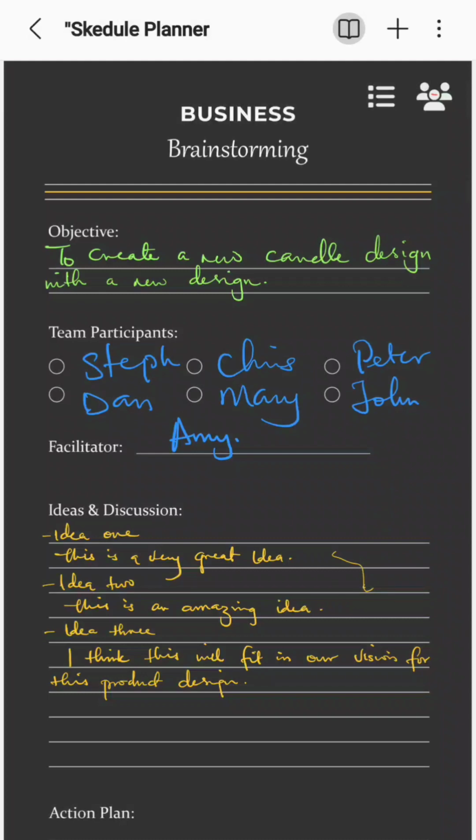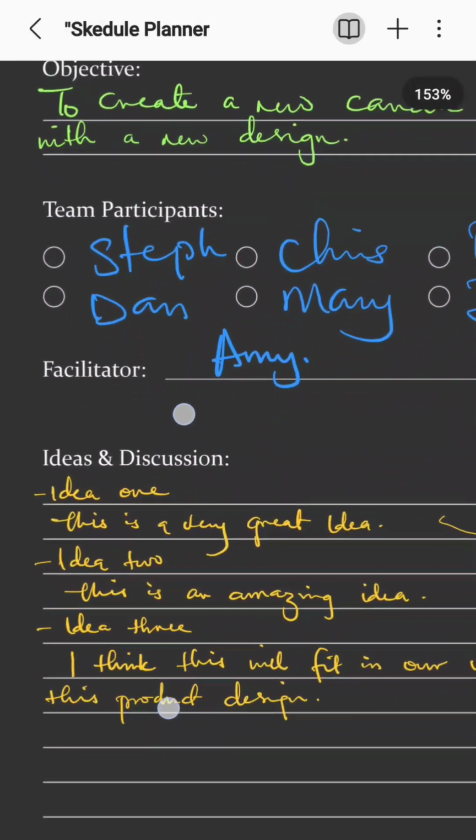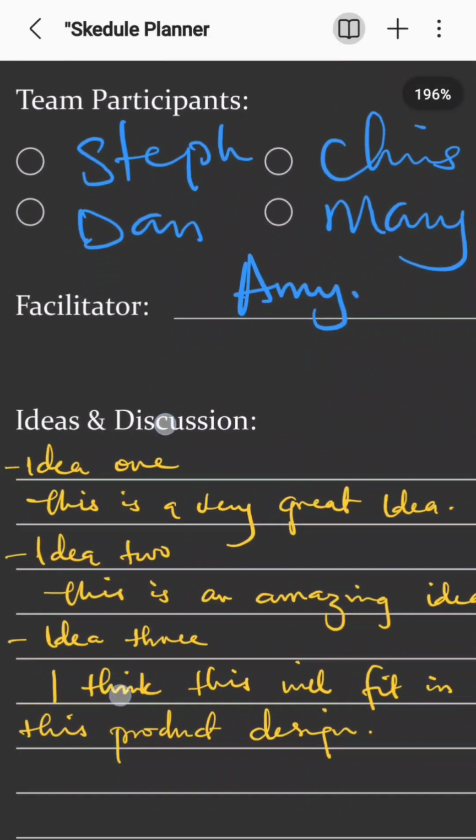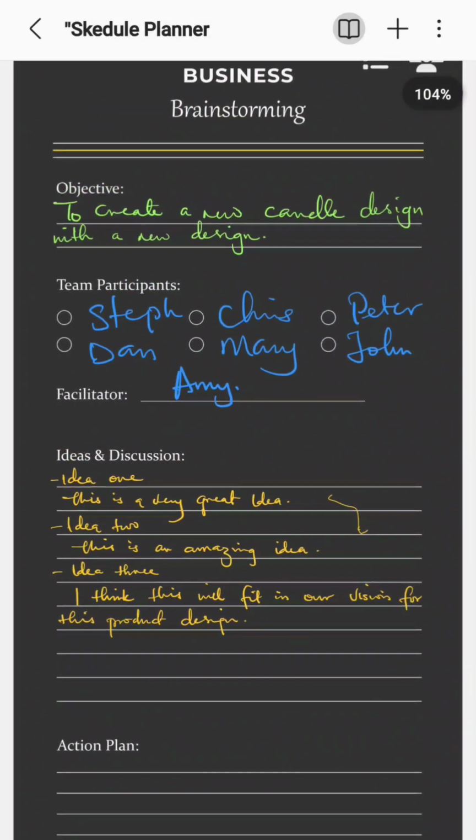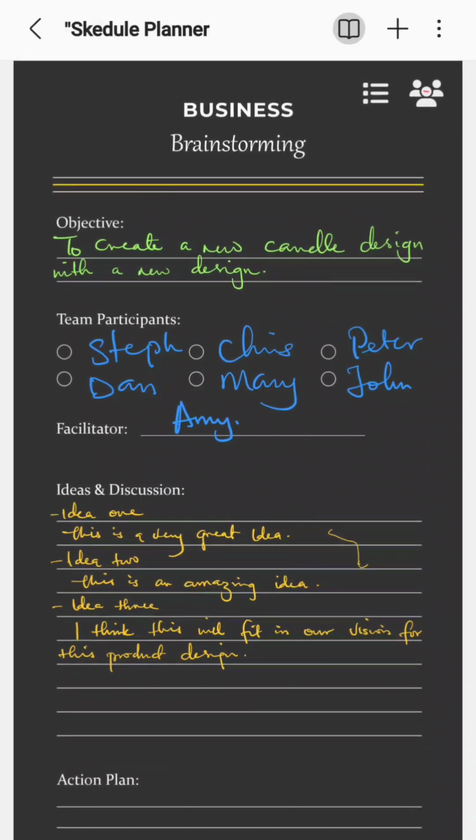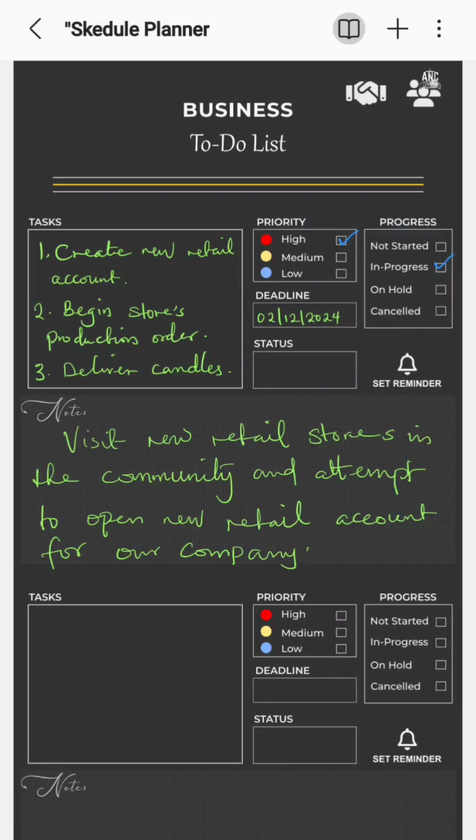All these names are fake names. I don't know any of these people apart from this guy right here. So the ideas and discussion, you can have them right here. You can put your ideas here. And the action plan, after everybody has gone through the ideas and you've discussed it, over here is where you can do your action plans. We've gone through this.